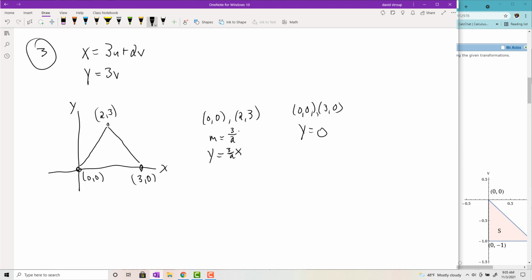So sometimes you just look at it and know. And then the third line, 2, 3 to 3, 0. And so the slope is going to be negative 3 all over 1. So negative 3. And then I'm going to use this point, of course, with the formula y minus y1 equals m times x minus x1.